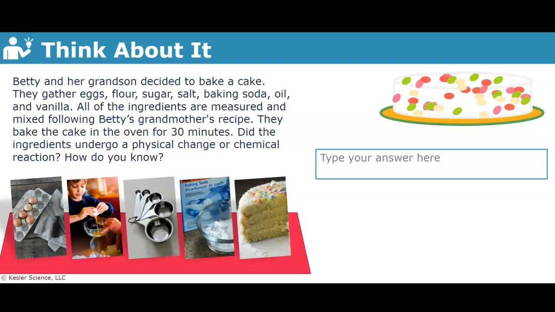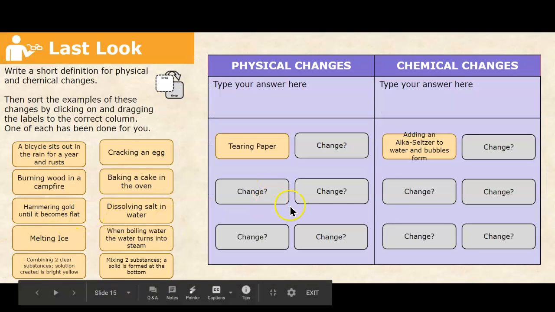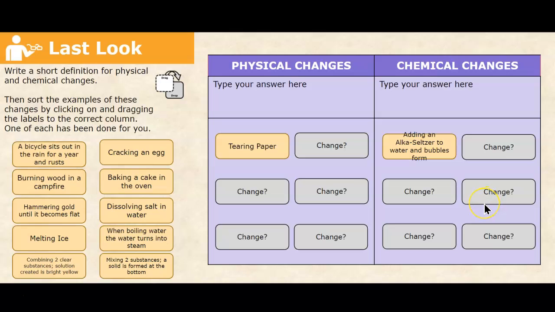So you're going to read about Betty and her grandson making a cake. You're going to answer the question whether or not it's a physical change or a chemical reaction. How do you know that? Last, you are going to drag these under which change they are, either a physical change or a chemical change. Okay? And here you're going to write a short definition for physical and chemical changes. Do not skip that.